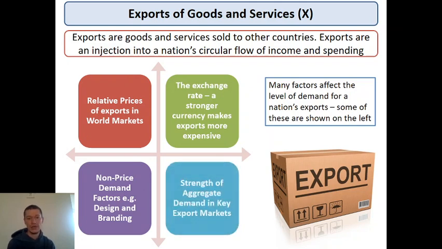And the last one, the strength of AD in our key export markets. There's often a saying that when America sneezes, Britain catches a cold. When America is struggling, we will struggle. So you think, if one of our key export markets is America and they like buying our fashion, our music, our whatever, and it is as simple as that, it could be fashion and music. If the American economy starts struggling, there's going to be less aggregate demand across the whole economy, but less demand in particular for British exports. That's going to be less injections into our economy, less money coming in, and that's going to cause us trouble.